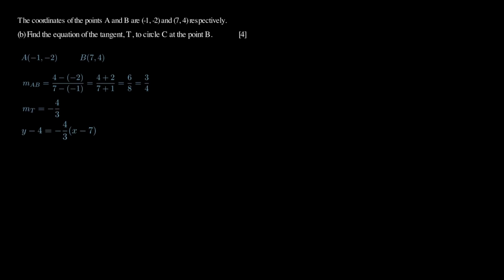In order to simplify it, I can multiply the whole equation by 3, which gives us 3y minus 12 equaling negative 4 multiplied into x minus 7. Distributing the negative 4 inside the bracket will give us negative 4x plus 28. We can rearrange the equation now, which is going to leave us with 3y plus 4x equaling 28 plus 12. So our final answer is 3y plus 4x equaling 40, which represents the equation of the tangent t to the circle C.